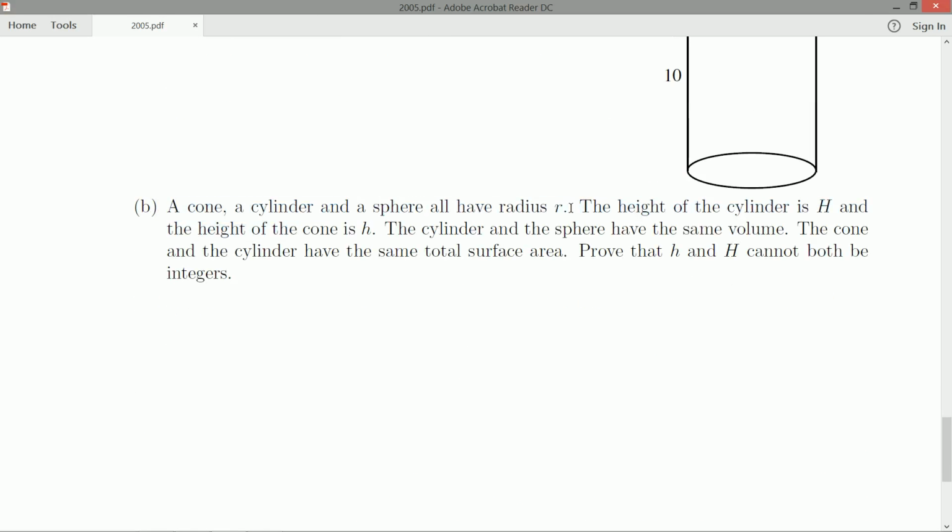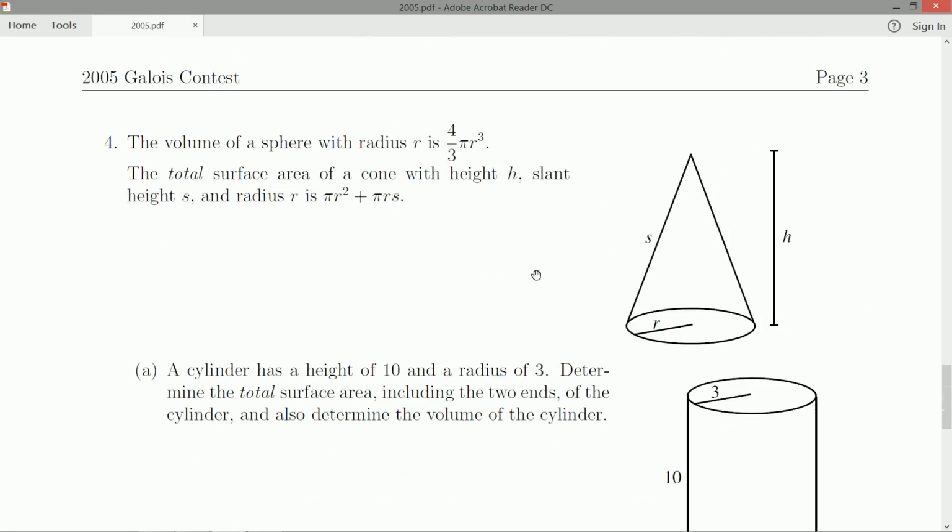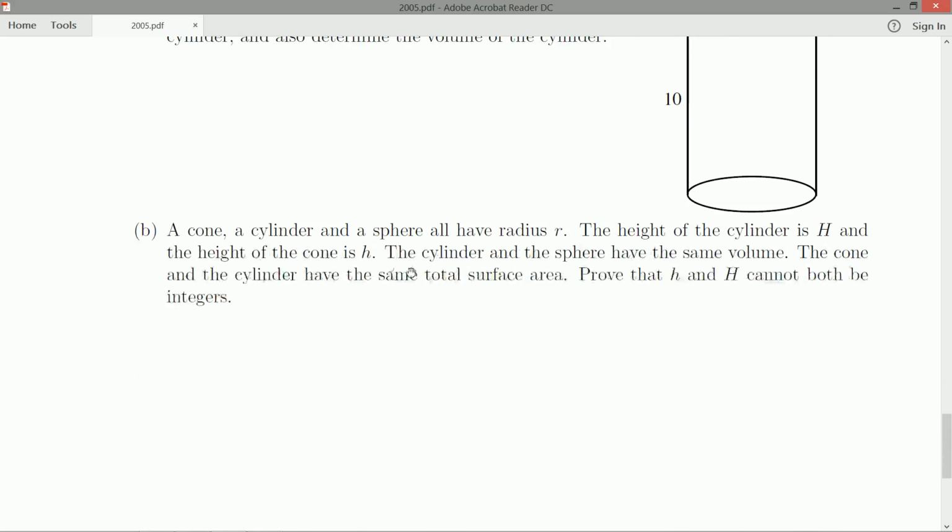B part. Just read this while we're here. A cone, a cylinder, and a sphere all have radius r. The height of the cylinder is capital H. The height of the cone is little h. So with little h and r, we could probably figure out this little s here. The cylinder and the sphere have the same volume. The cone and the cylinder have the same total surface area. Prove that H and h cannot both be integers.